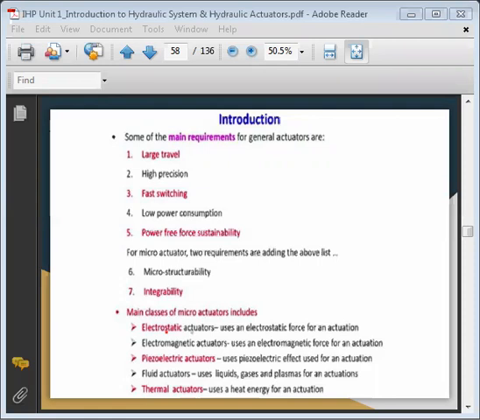So mainly these two micro actuators. The reason I include micro actuators is that they are very essential nowadays to save energy and also reduce the size of the part. And in the micro actuator category, we also get some of the fluid power actuators.